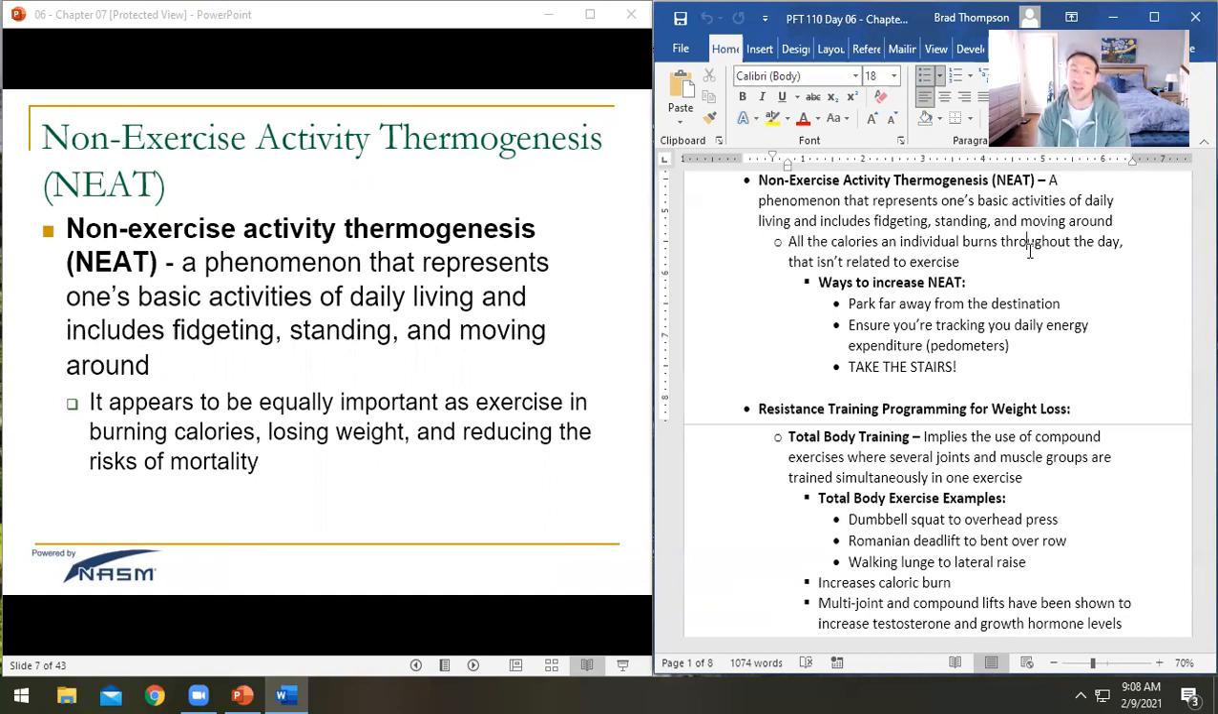One of them had a standing desk, one of them was sitting all day. One of them was parking very far. One of them was parking as close as possible. And so the side of activity that has nothing to do with the gym is also a huge part of the number of calories we burn. Non-exercise activity thermogenesis is the phenomenon that represents one's basic activities of daily living. It includes things like fidgeting, standing, and moving around.